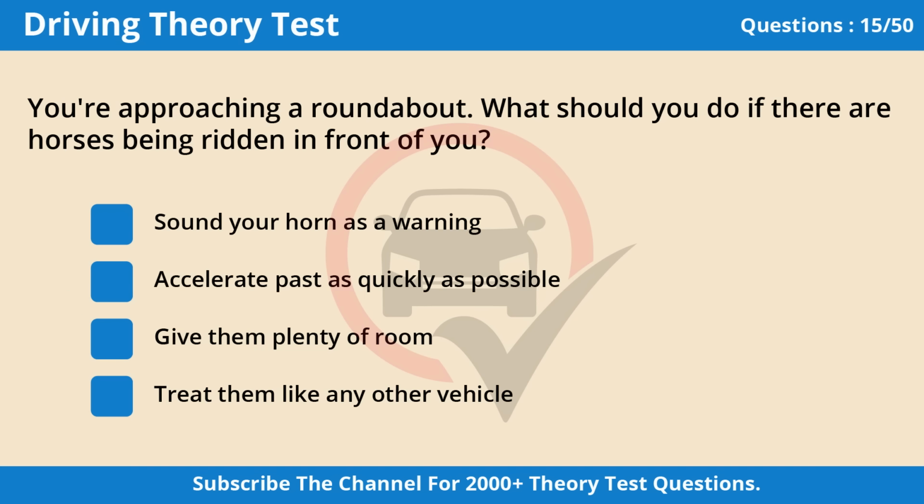Question 15. You're approaching a roundabout. What should you do if there are horses being ridden in front of you? A. Sound your horn as a warning. B. Accelerate past as quickly as possible. C. Give them plenty of room. D. Treat them like any other vehicle.